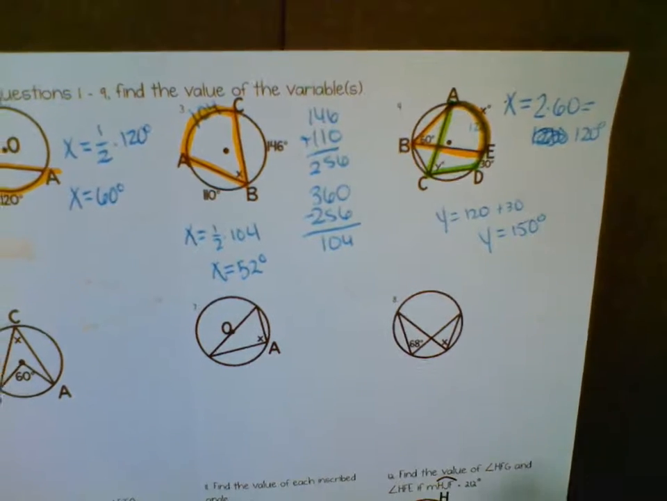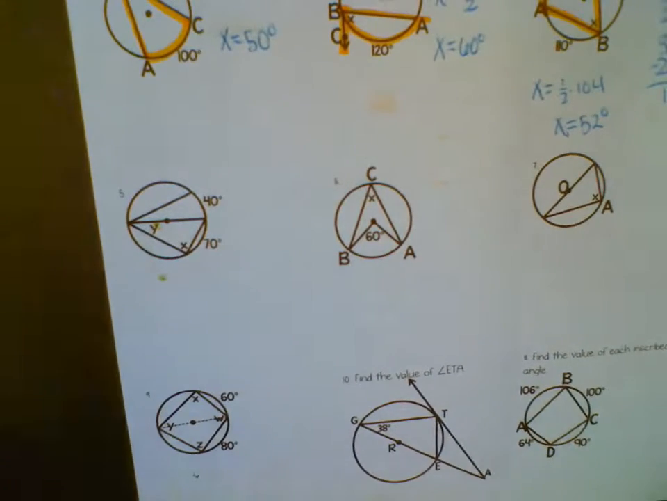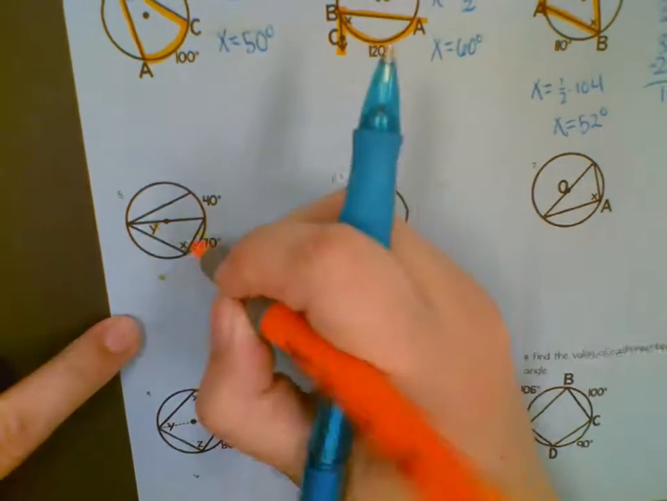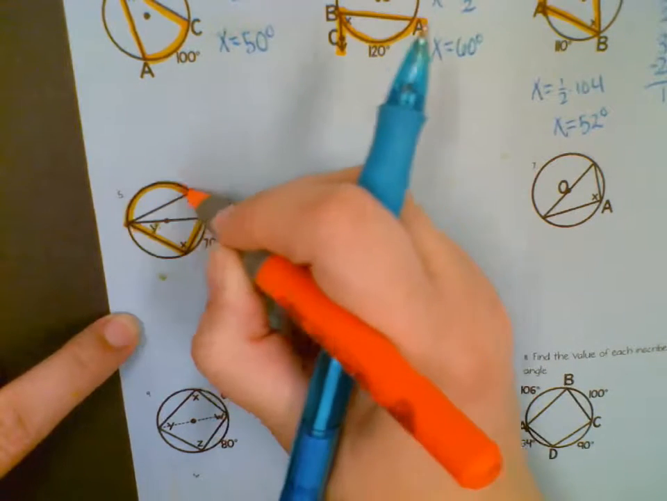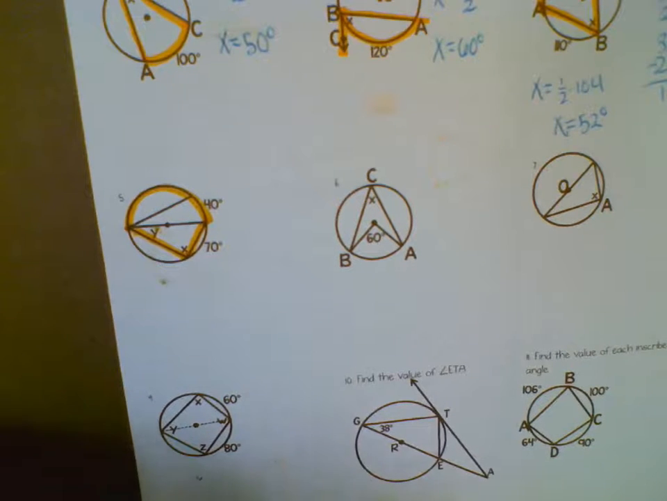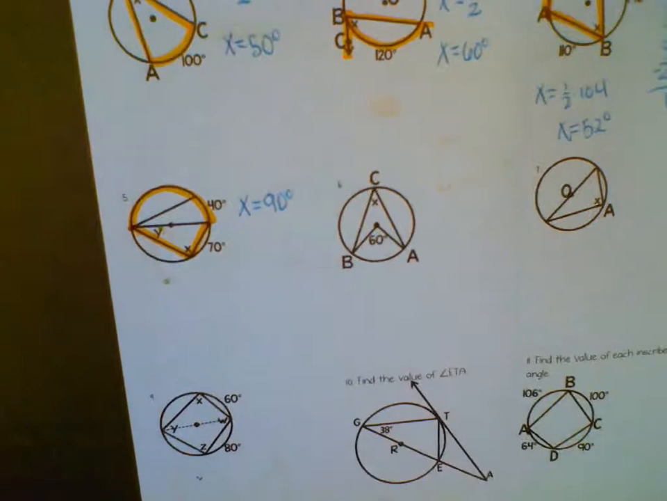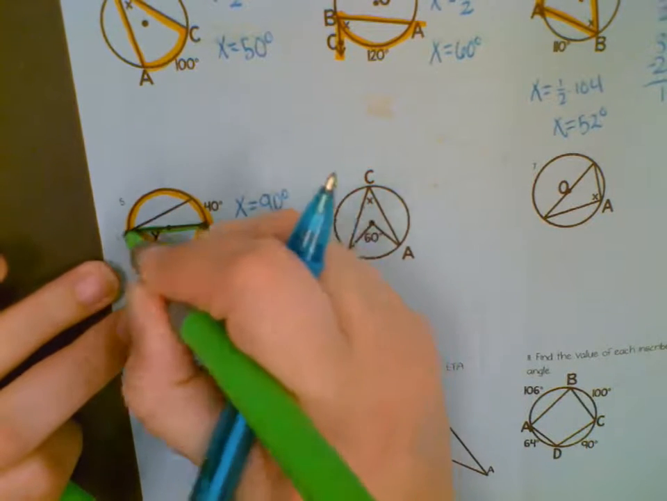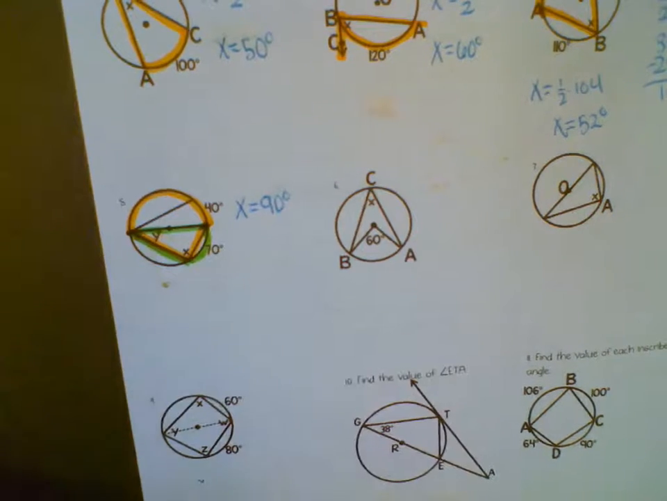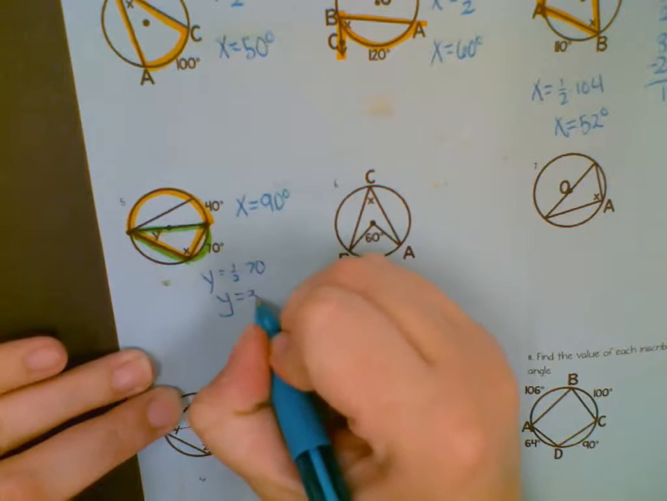Okay, so let's look at number 5. So here's my angle x, and it opens to this arc. It's open to a diameter. So remember what we said, if it opens to a diameter, then it's always going to be 90 degrees because it's half of 180. So here's y. Y opens to that arc that's 70. So y would be half of 70, so 35 degrees.